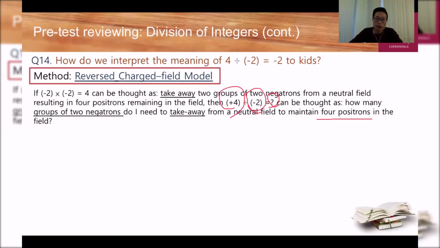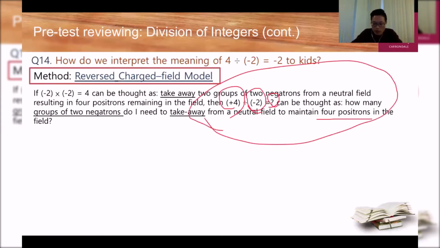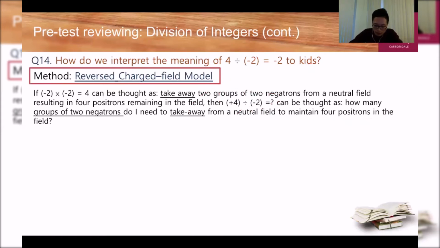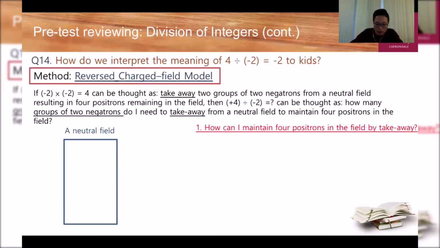Remember, I said the concept of groups is used in this model at the moment, right? I know you may be a little confused about the sentence here, so let's do it this way. Here we have a neutral field, right? And the question is, how can we maintain full positrons in the field by taking away, okay?